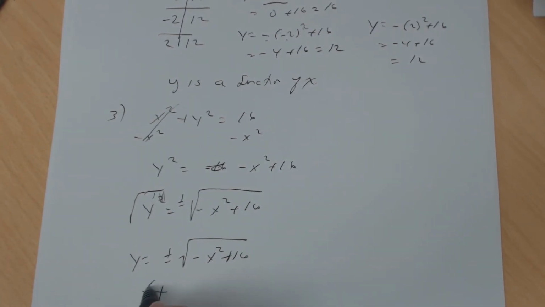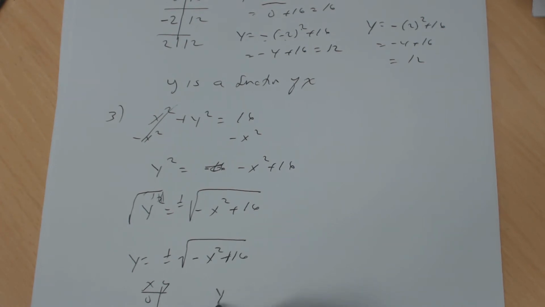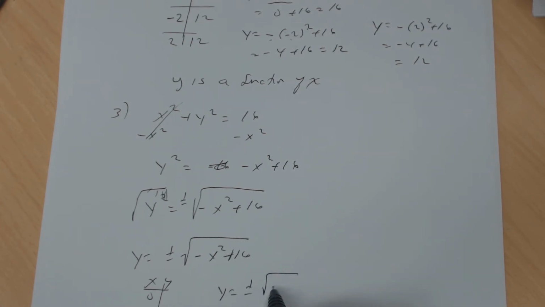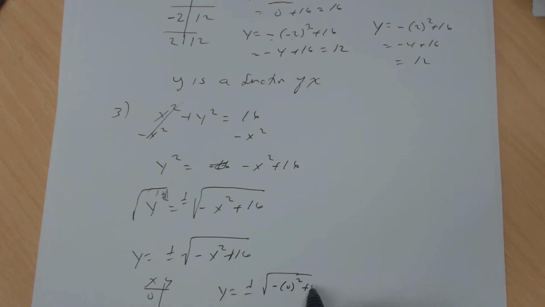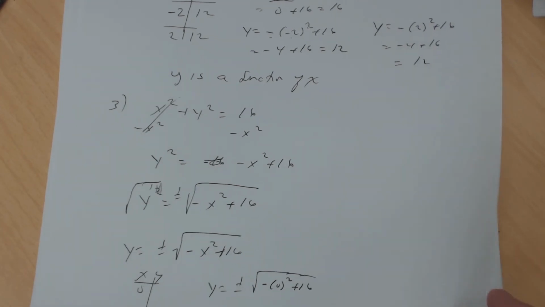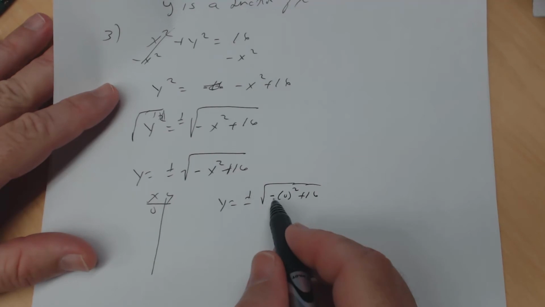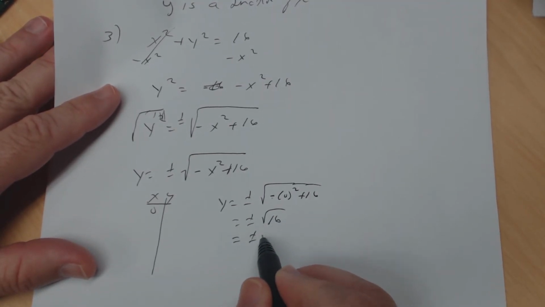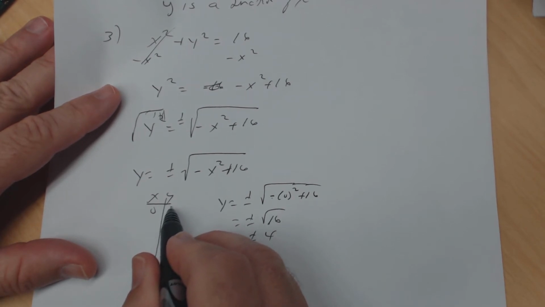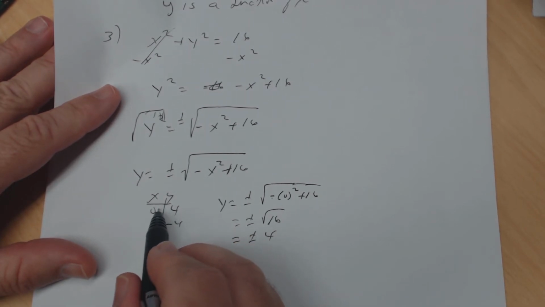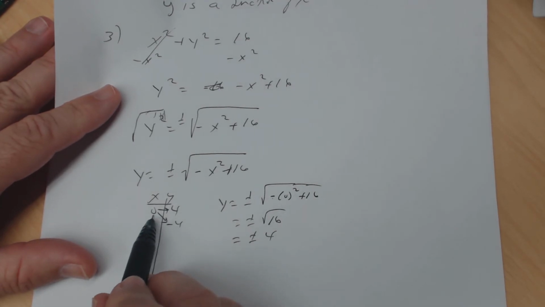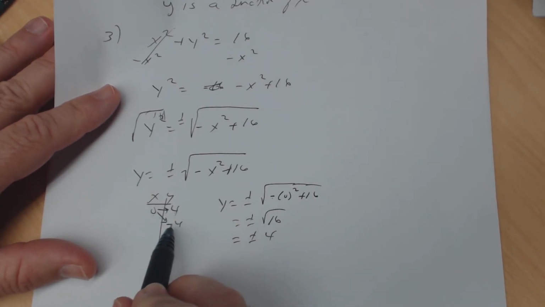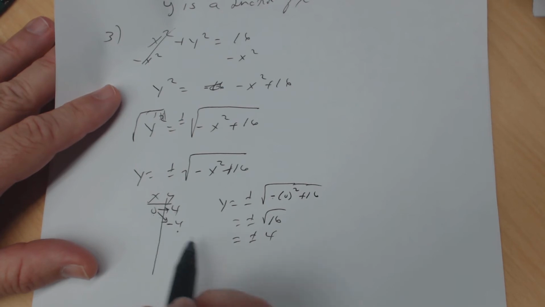And so if I say let x be 0, I get y equals plus or minus the square root of negative 0 squared plus 16. And then remember, 0 squared is 0, the opposite of 0 is still 0, so I get plus or minus the square root of 16, which is plus or minus 4. So 4 and a negative 4. So notice, see this right here? When x is 0, I get a 4 and a what? Negative 4.